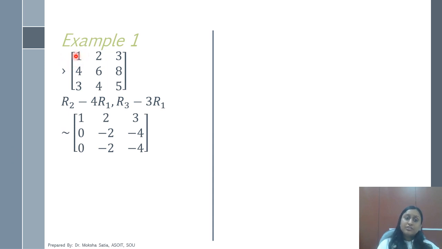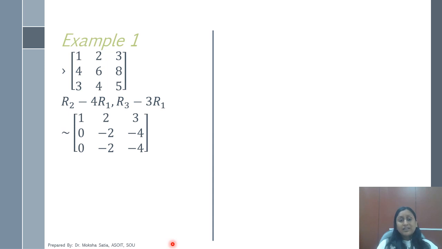Let's see how it forms. Multiply the first row by minus 4. We have minus 4, minus 8 and minus 12. Adding this to the second row, we'll have 0, minus 2, minus 4. In a similar way, for the second operation, which will change the third row, we multiply the first row by minus 3, which gives minus 3, minus 6 and minus 9. Adding to the third row, we'll have 0, minus 2, minus 4. So here is the matrix after these two operations.